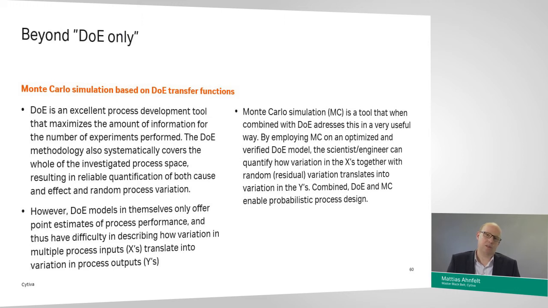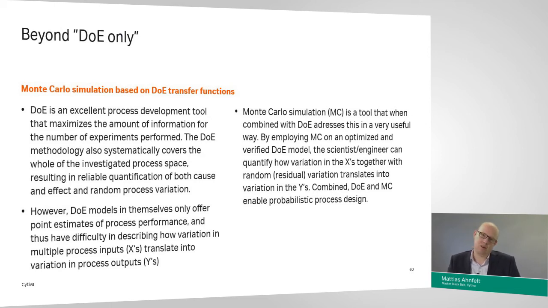So we have talked about design of experiments as an excellent process development tool. It really maximizes the amount of information that we get from the number of experiments we perform. And we do so by systematically placing experiments at the extreme corners of our investigated experimental space, really giving us a solid knowledge foundation for how our process inputs affect all of our process outputs, and also how they interact with each other in doing so. And in addition, we quantify the random variability, the prediction errors that we have talked quite a bit about. So a lot of good stuff coming from DoE.